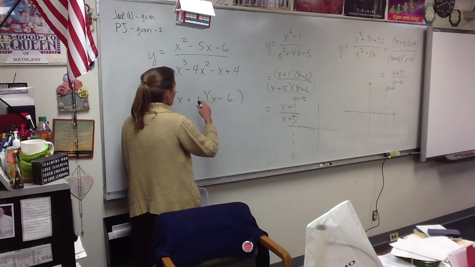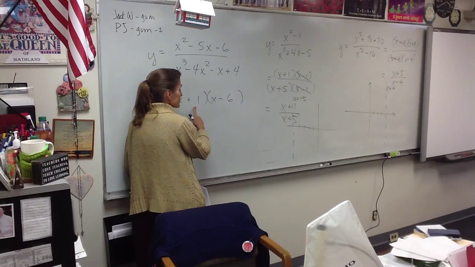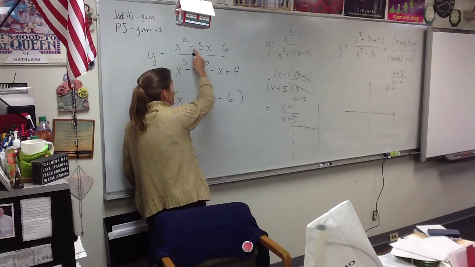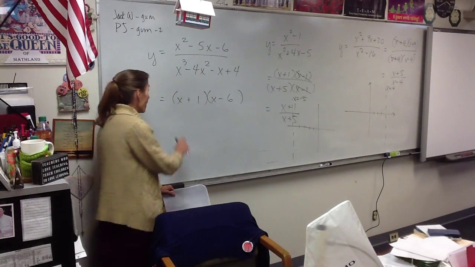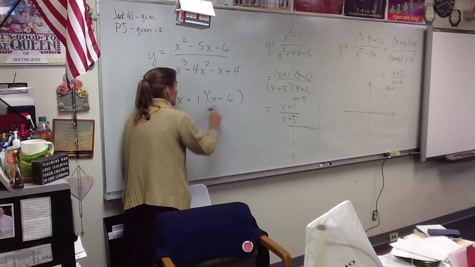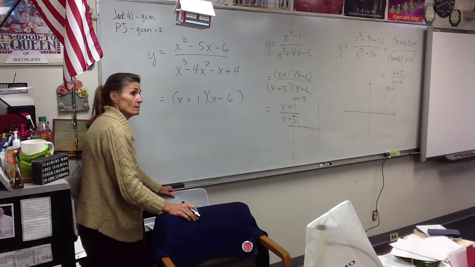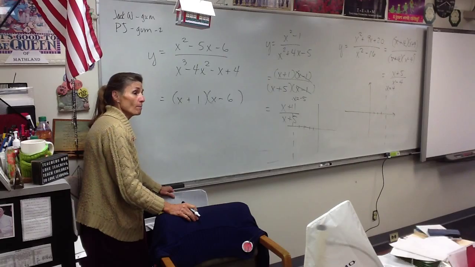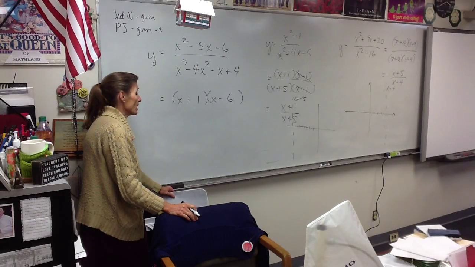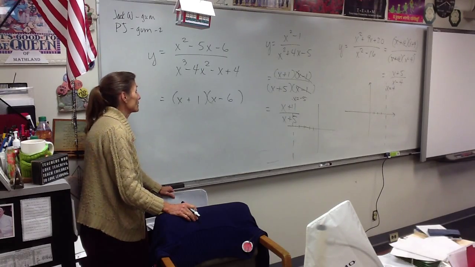Then he was thinking, okay, do I want plus 6 or minus 6? He wants minus 6 because that's a minus 5. And when he FOILs, he needs negative 6 and positive 1. Very good, Zach. Very good thought process. And Moses, thank you for the help.